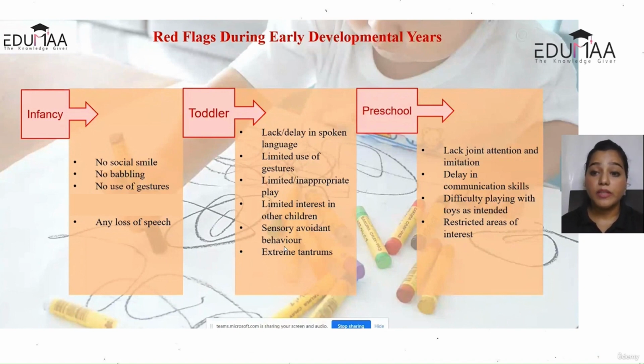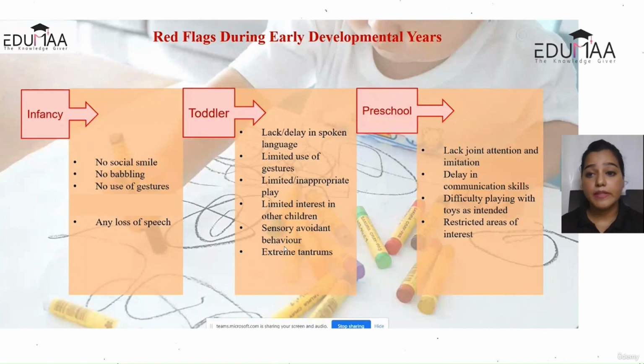Then we need to see that, okay, this is a red flag that is coming up. Whether they have restricted areas of interest, so they just like specific things, and they do not like to interact or deal with other things, just specific interests, just want to do those things. So these are red flags that we definitely need to look into, and help our child.